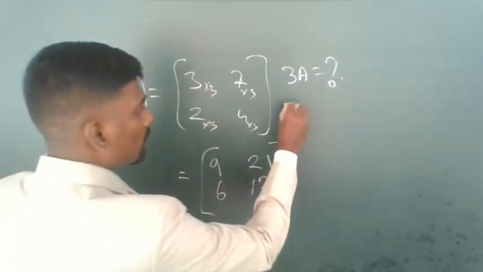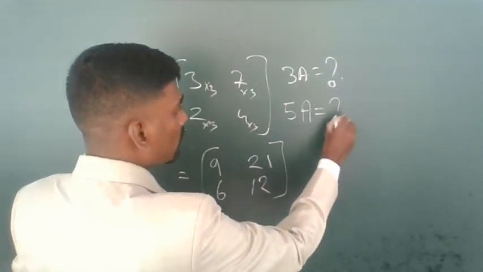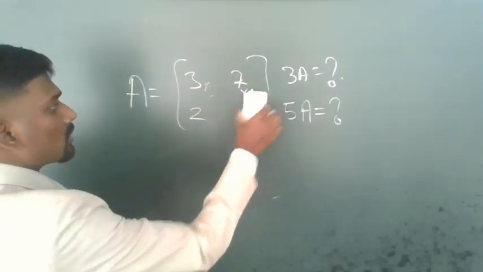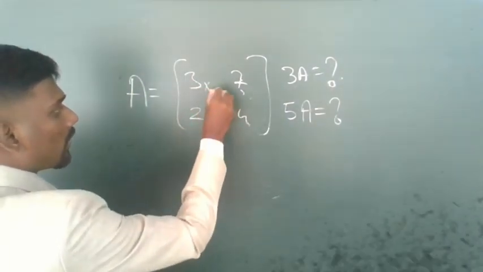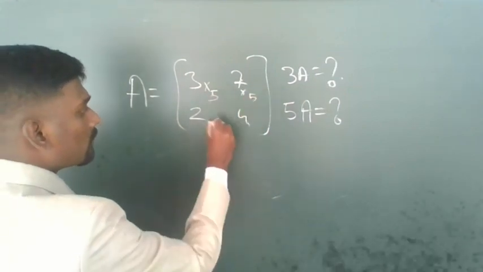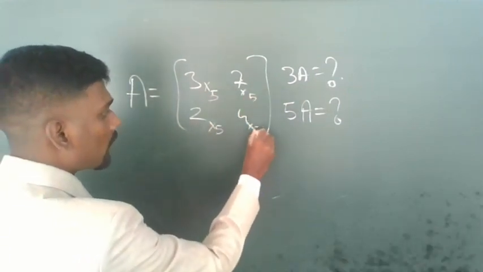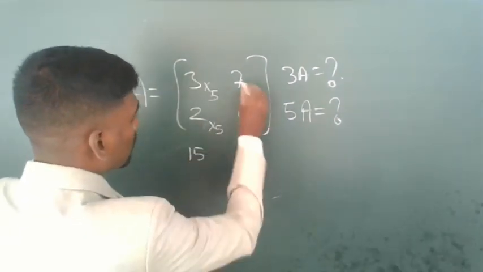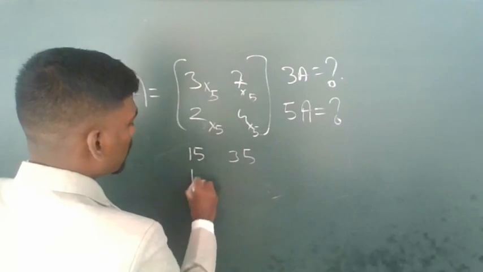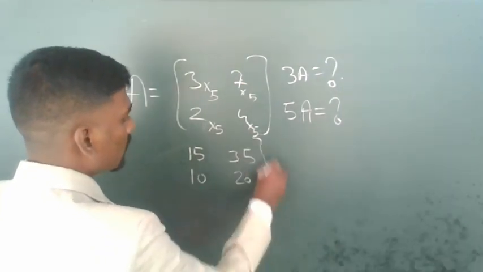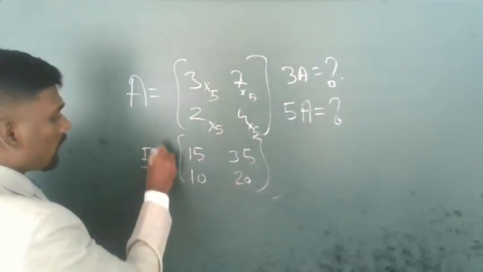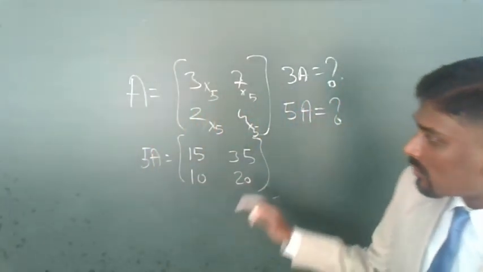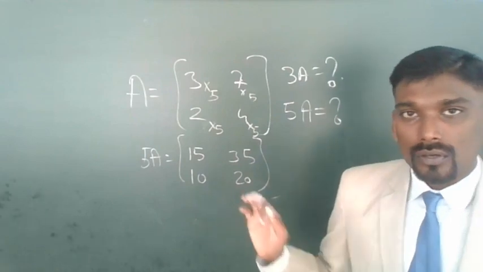Suppose if the same question, I ask you what is the value of 5A? Now what you should do, instead of multiplying by 3, you multiply by 5 here, again 5 here, again 5 here, and again 5 here. So what is the answer? 3 5s are 15, 7 5s are 35, 2 5s are 10, and 4 5s are 20. This is the answer of 5A. Right? So in this way you are going to solve the question.